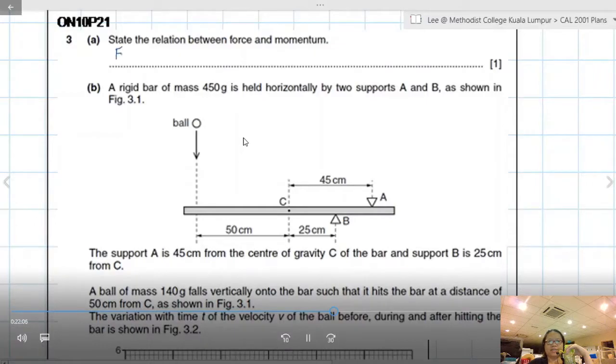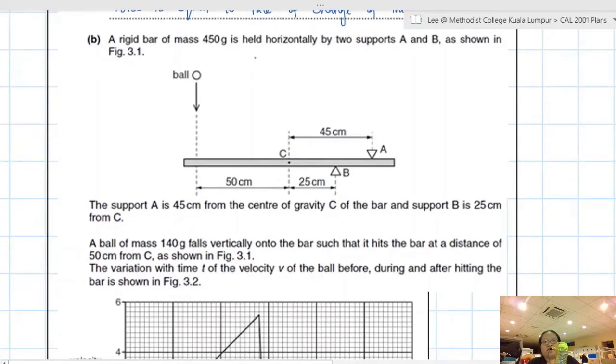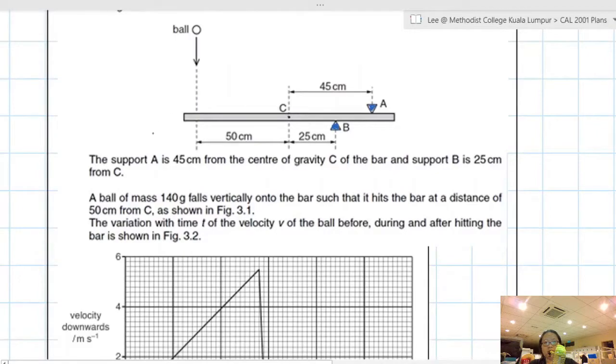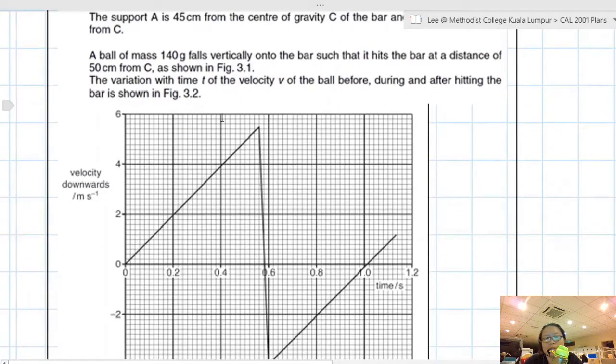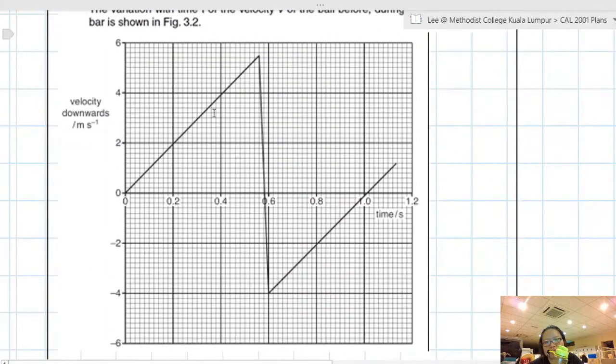Alright, now let's look at this question. Relationship between force and momentum. So force is equal to the rate of change of momentum. And here you have a rigid bar of mass 450 gram, held horizontally by supports A and B. Then you have the center of mass of the bar at point C. Assuming the bar is uniform, the ball is going to whack the bar at the corner, and then you get this velocity-time graph.